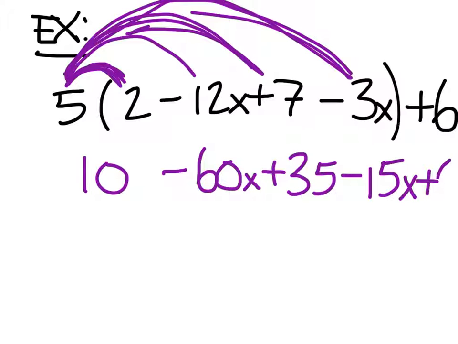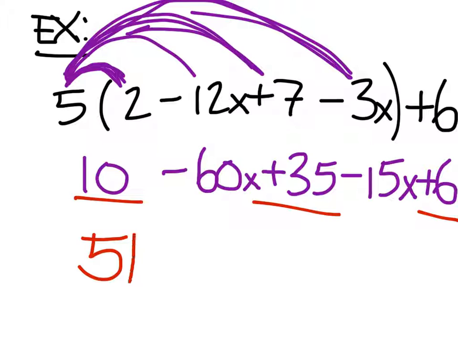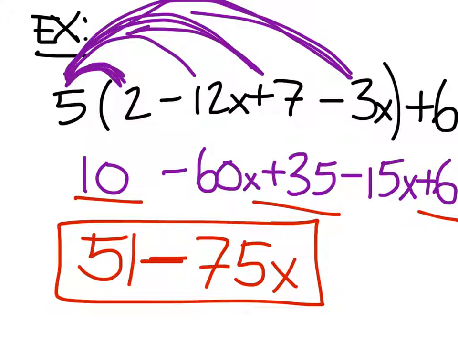Plus the 6. Now I can really start simplifying here and combining terms. If I have 10 coins, 35 coins, and 6 coins, I have 51 coins, okay? And notice these are just going to be negative bags. How many negative bags do I have? 75. Negative 75 bags. Very good. This is this statement simplified.